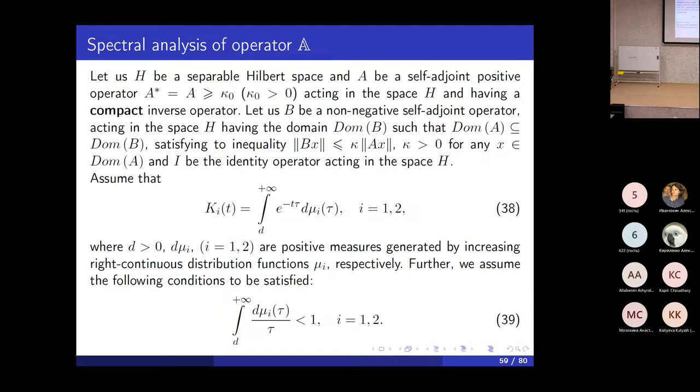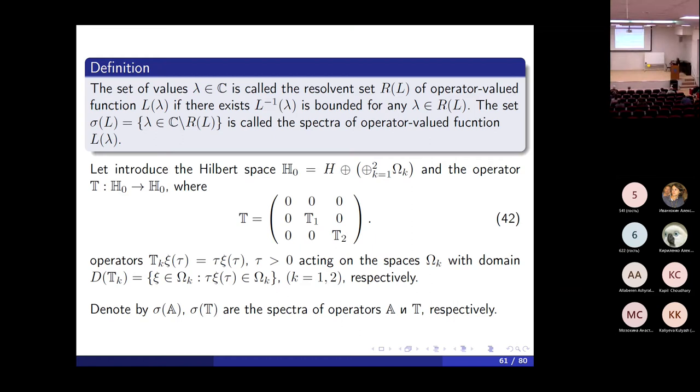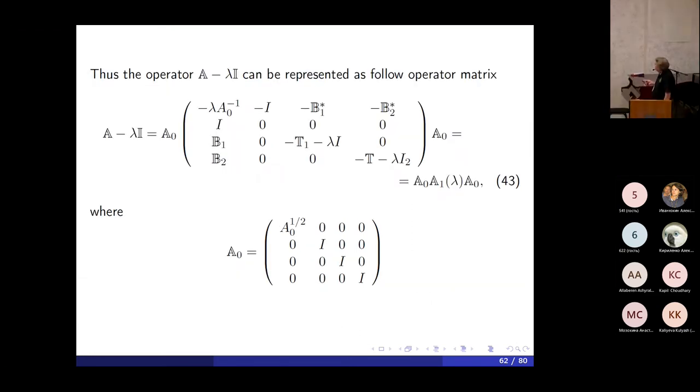Now, the most interesting part of our talk: spectral analysis of operator A. Natural assumptions, we'll repeat this assumption once more. Here you see an operator function L. It's a symbol of our equation, an operator function with the Laplace transform of our kernels. Usual natural definitions. And now the matrix representation of operator A minus lambda I, where I is the identity operator. It may be represented in the following way.